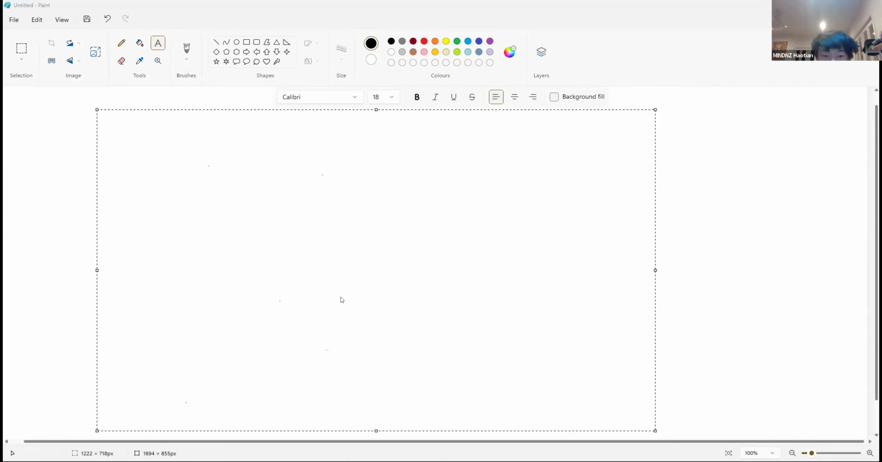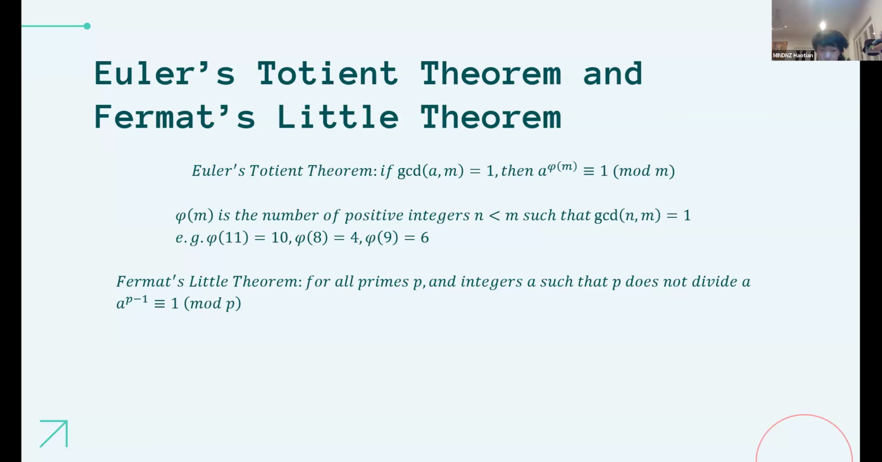Yeah, if we look back now at the other theorem, Fermat's little theorem, it states that for all primes p and integers a such that p does not divide a, a to the p minus 1 is congruent to 1 mod p. This one we can actually prove. You guys can have a minute to try proving it.